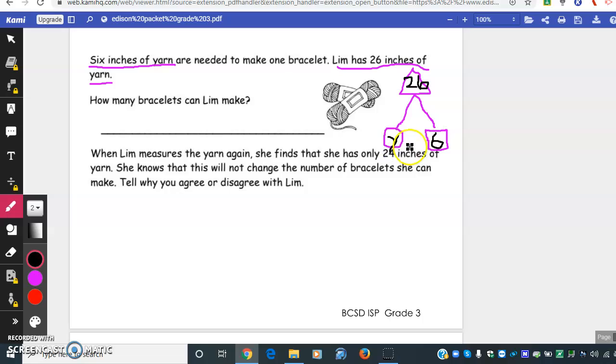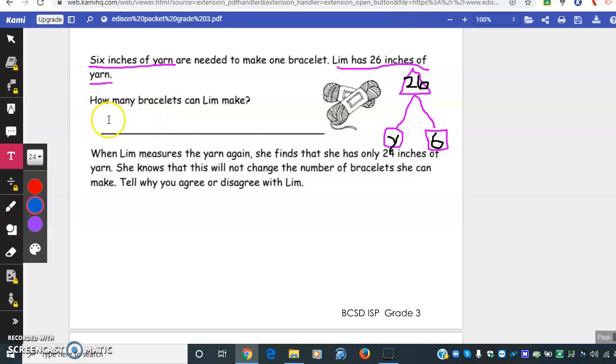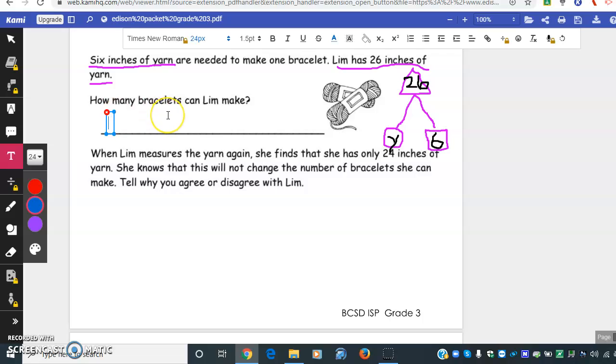Because we know that when we're using variables, we can use any letter we want. Normally, I would have used a B for bracelet, but I know my B is going to look too much like that 6. So in order to solve this problem, you would say 26 divided by 6 equals Y. Does anybody see a problem yet? Think about it for a minute, and I'll set up the problem over here. We definitely have something going on here that's going to make doing this rather difficult.